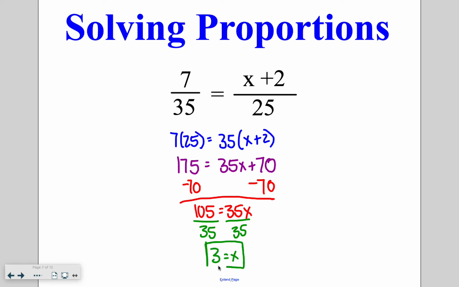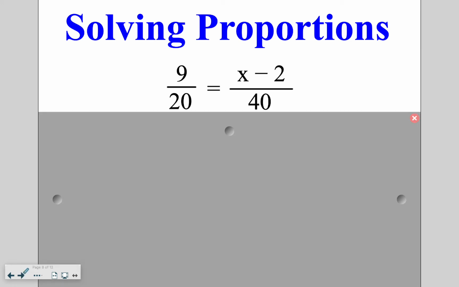Again, you could plug that back in. 3 plus 2 is 5. 5 over 25 reduces to 1/5. 7 over 35 reduces to 1/5. So again, we can check it out and know that our answer is correct. Go ahead and try this one on your own.